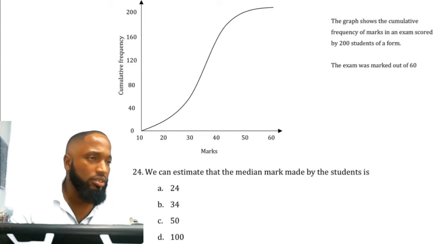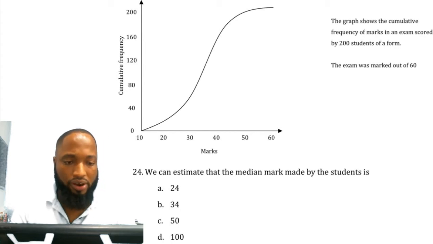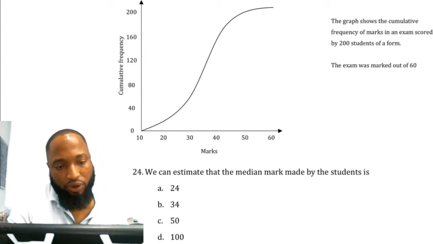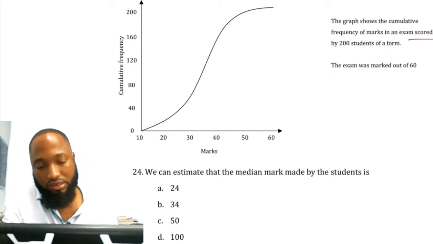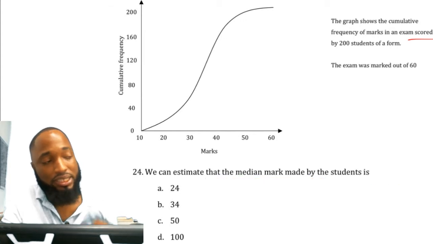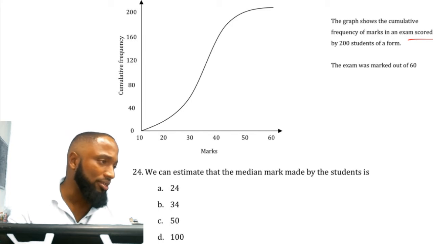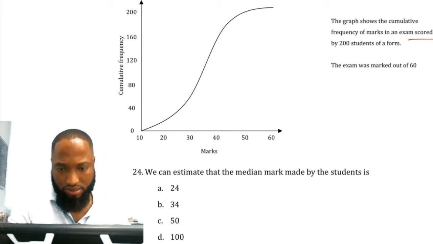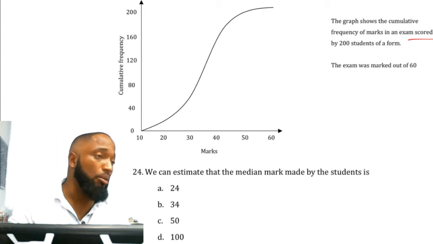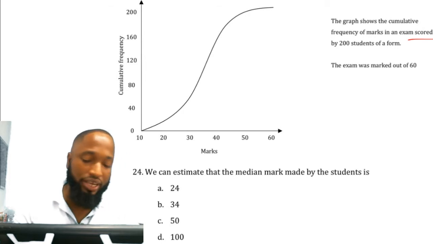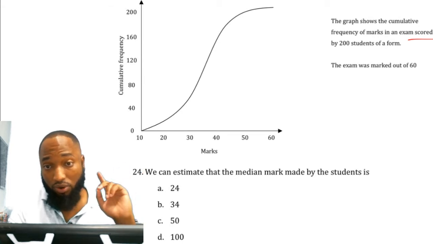Alright, Zoom squad, you might need to actually zoom in. The graph shows the cumulative frequency of marks in an exam scored by 200 students of a form. The exam was out of 60. We can estimate the median mark. Median means middle. People say D and B are the two answers. Those are the two answers we get all the time. As a teacher, those are the answers we get. So one of them is correct, one of them is wrong.